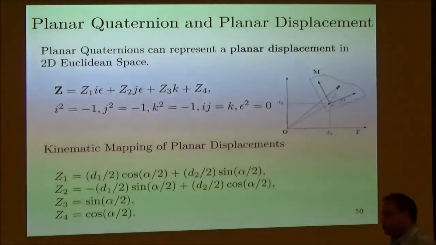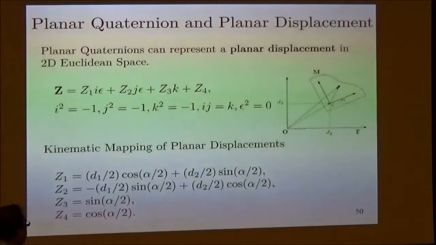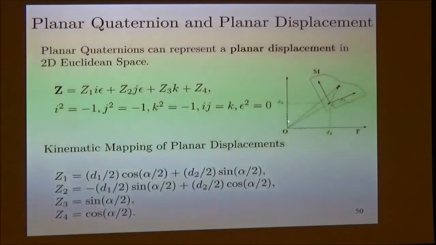Now again, we are going to introduce some redundancy, as we've been doing, with other hypercomplex numbers. And we will form something called a planar quaternion, which will also have four terms, z1, z2, z3, and z4. And we will have the basis elements i epsilon, j epsilon, k and 1. The epsilon is the same thing as what we introduced before, where epsilon squared was equal to 0, and i squared is minus 1, j squared is minus 1, k squared is minus 1. So that's the rule for the algebra.